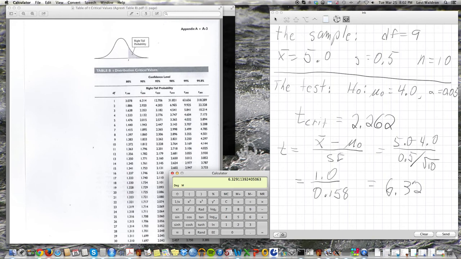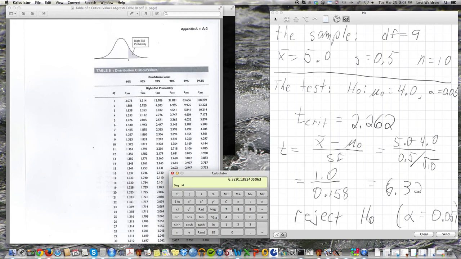So, because this value, 6.32, exceeds the critical value, 2.262, we reject H0 at a confidence level of 0.05.